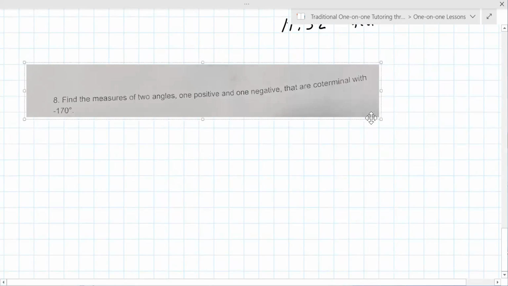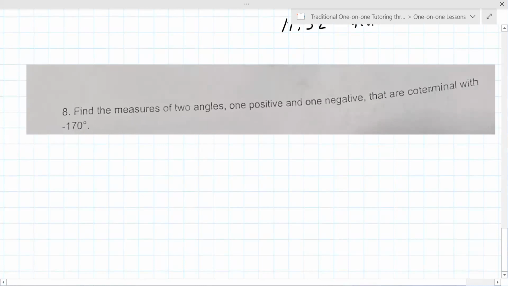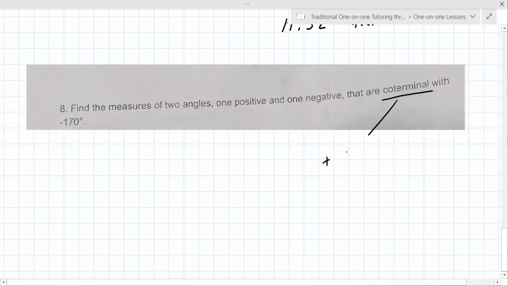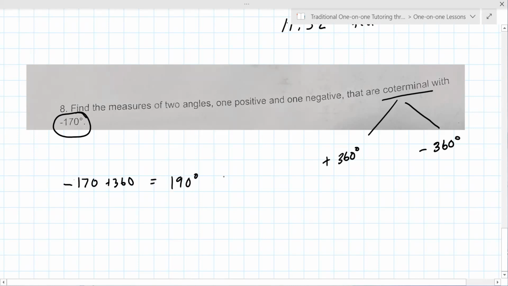Find the measure of two angles, one positive, one negative, that are coterminal with minus 170. For coterminal, you either add 360 degrees or subtract 360 degrees, because it's in degrees. Coterminal just means you go around the circle or go around the circle again. So minus 170 plus 360 is 190 degrees. And that's your one positive.